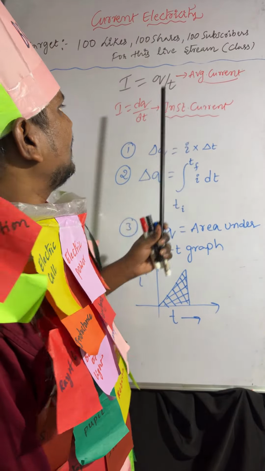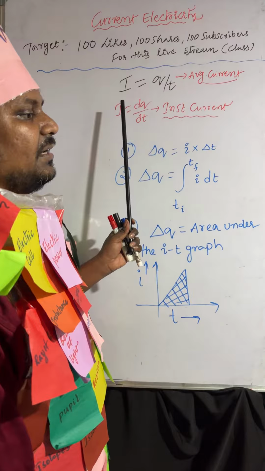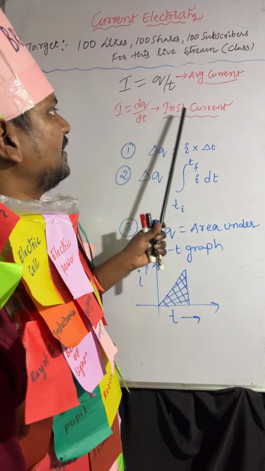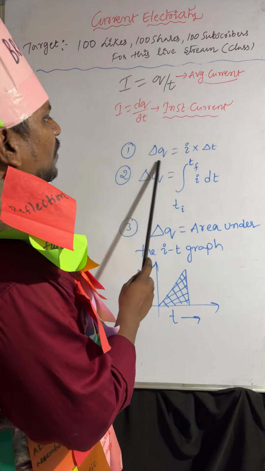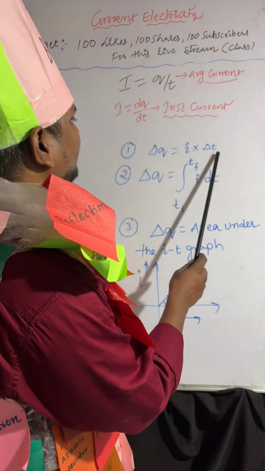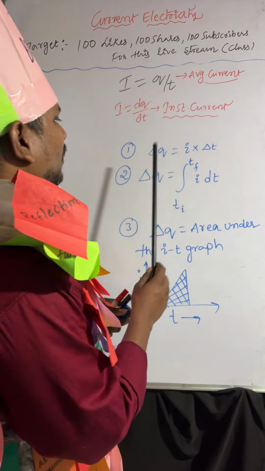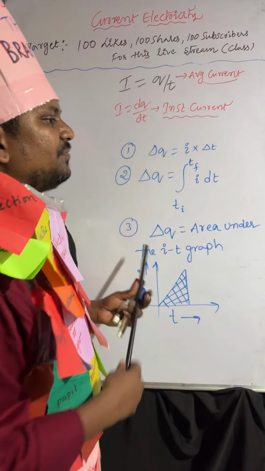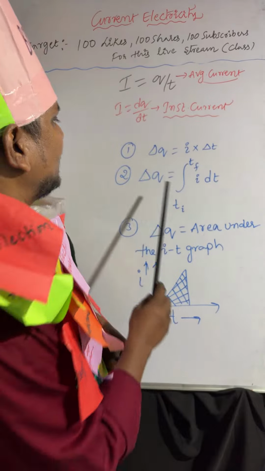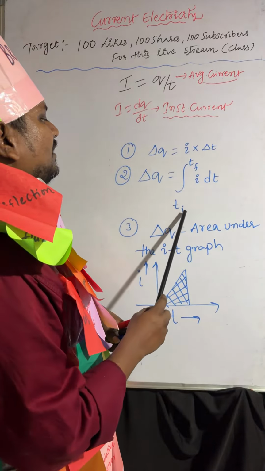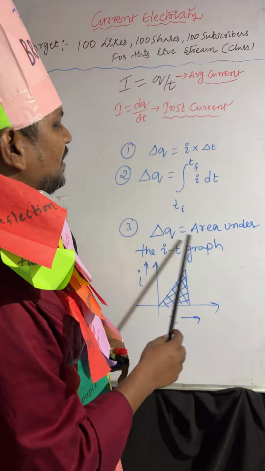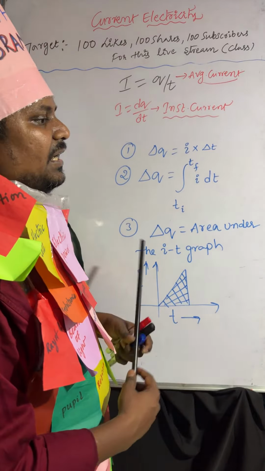That is average current. Coming to instantaneous current, the current at a particular instant, I equal to dq by dt. That is instantaneous current. The flow of charge can be obtained by multiplying constant current with the time interval. And if the current is a function of time, the flow of charge can be obtained by the integral from T initial to T final of I into dt, and the flow of charge can be obtained by the area under the I-T graph.